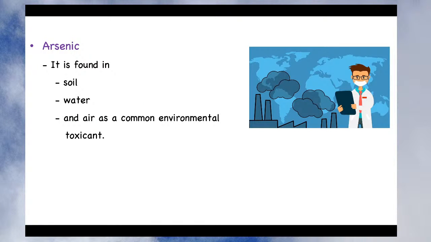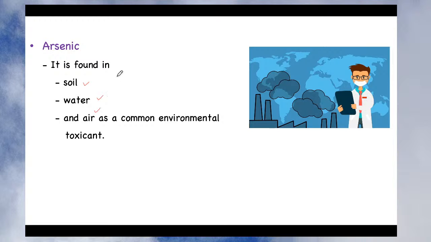The next heavy metal which may produce toxicity is arsenic. Arsenic is found in different parts of the environment. It is present in the soil, in the water, and also in the air. So obviously the source of arsenic poisoning could be the soil.